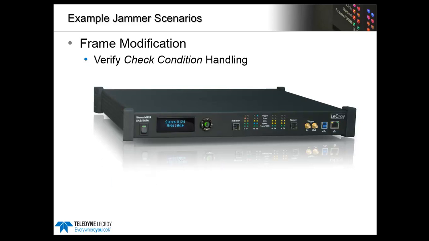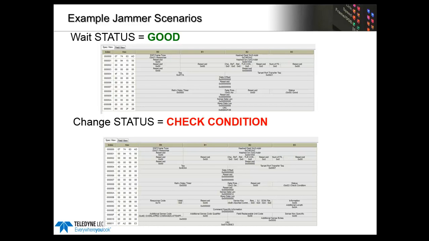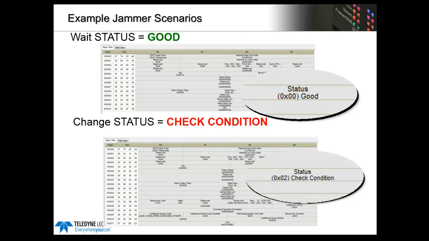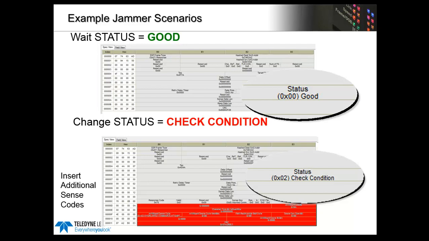On top of that, this is the only jammer on the market that can insert D words within a frame. By extending the length of a frame, you can now intercept a response packet, change the status good to check condition, and then insert the additional sense key and sense data to force dozens of different SCSI level errors. This is the only way to verify that your system can properly recover from these types of errors.